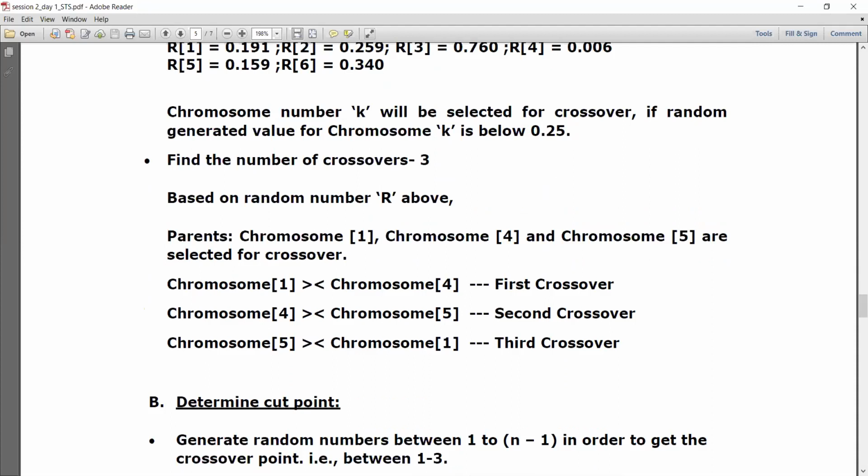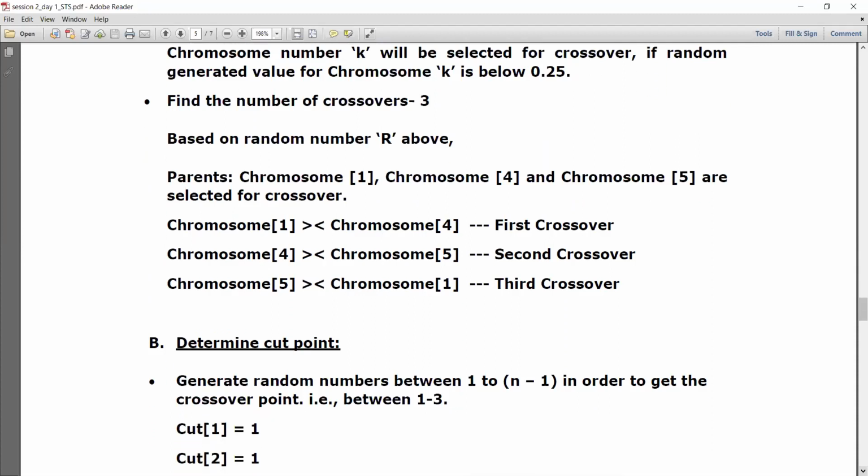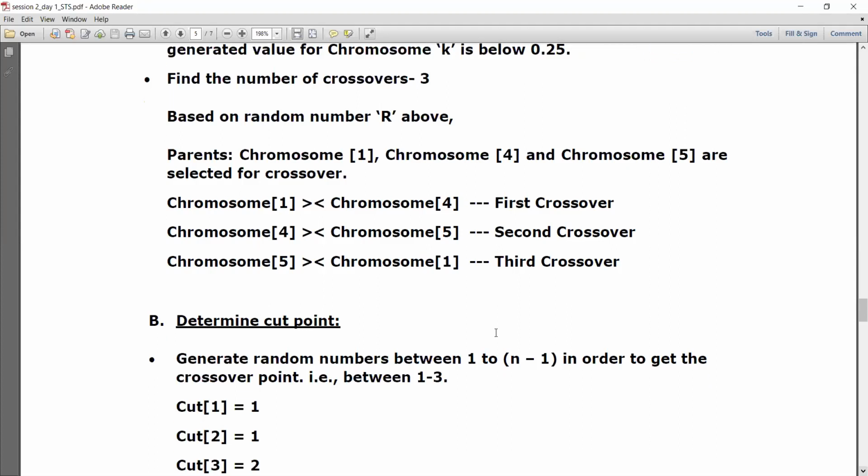So now done. I think it is very clear. In the first portion of the crossover operation, we have decided which chromosomes, which solutions, are going to take part in the crossover operation. Second point, the number of crossovers: 3 crossovers. Now how are you going to mate? How are you going to allow these crossover operations? I have chromosomes 1, 4 and 5 done.